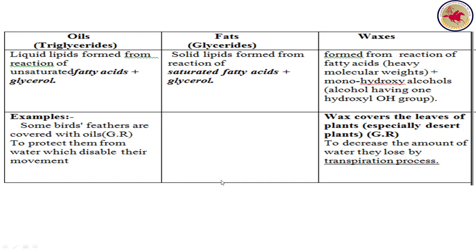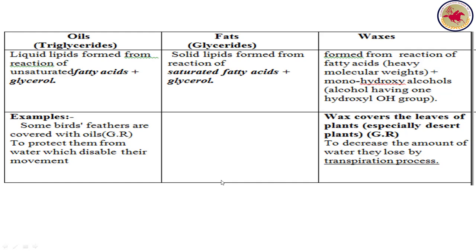The type of fatty acid and the type of alcohol is a very important point here to differentiate between types of lipids. The type of fatty acids here is unsaturated fatty acids. Unsaturated means that the chain of fatty acids contains single and double covalent bonds between carbon atoms. And the type of alcohol here is glycerol.